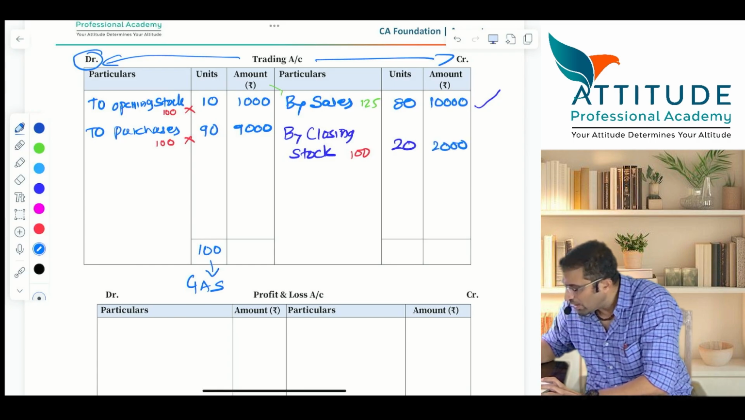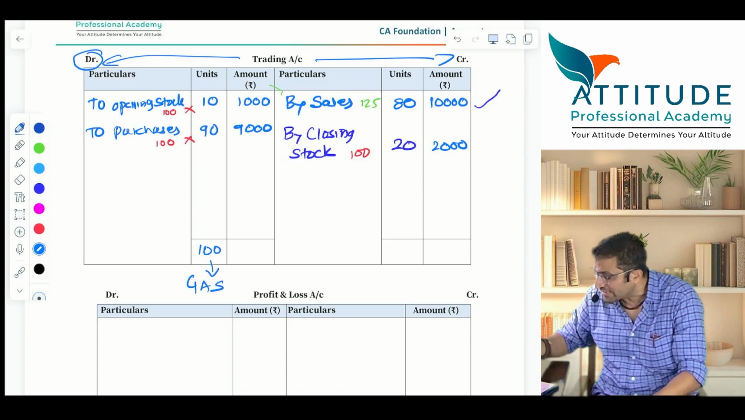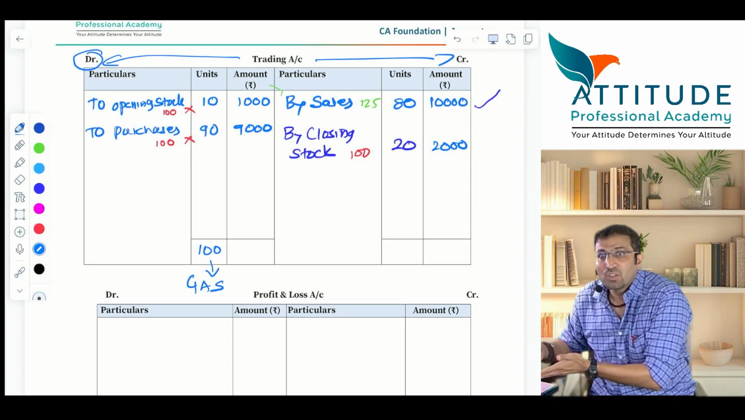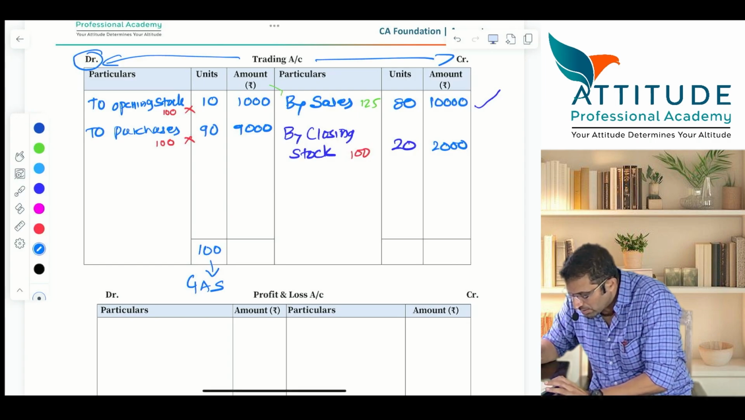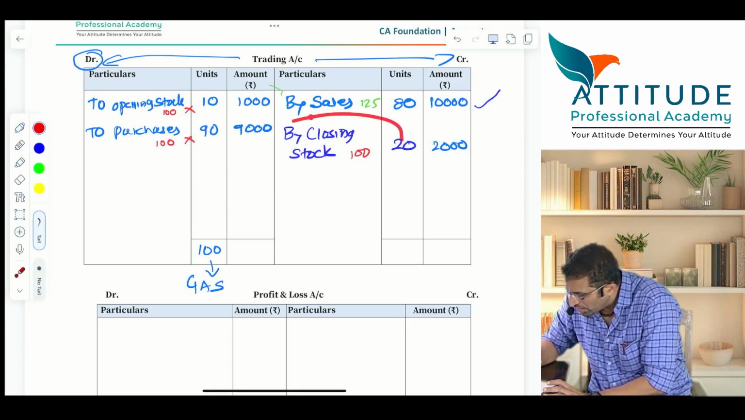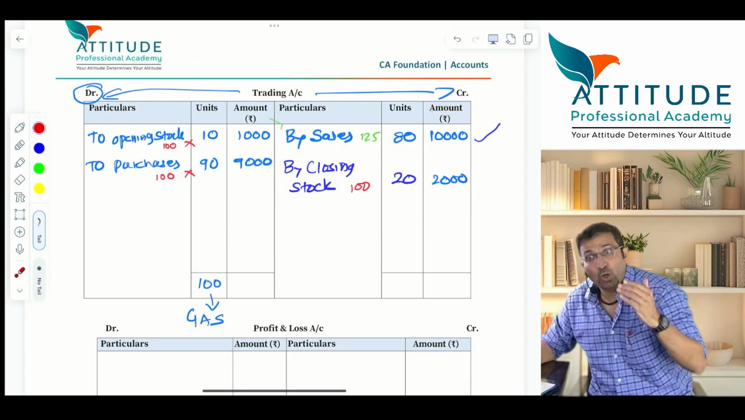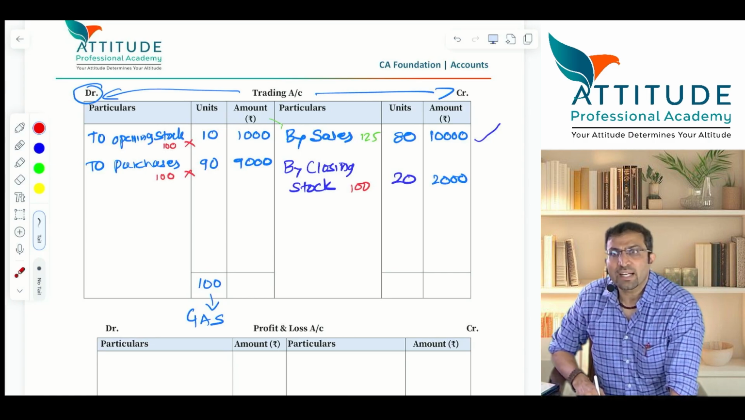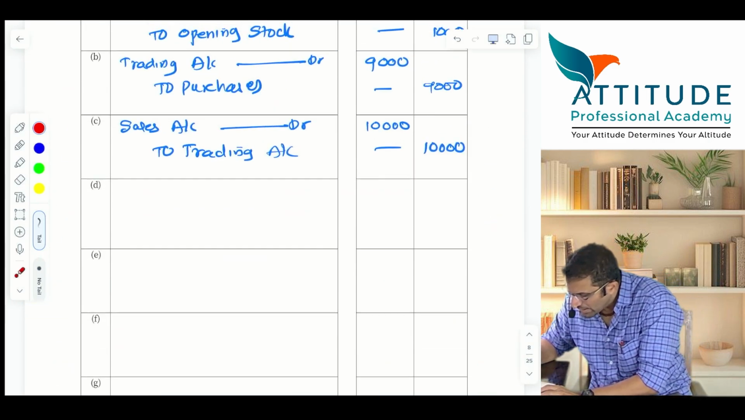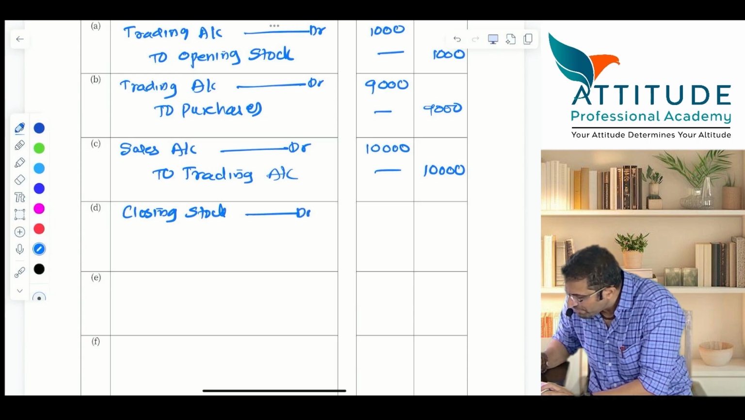2000. Now guys, by putting the closing stock here, I am passing one more entry known as the closing stock account. Closing stock account debit, trading account. This is also a closing entry. One more closing entry. Got it? So tell me the entry. Closing stock account debit, 2000.